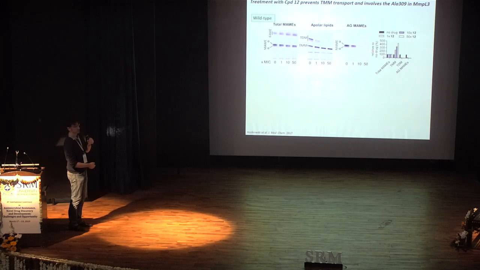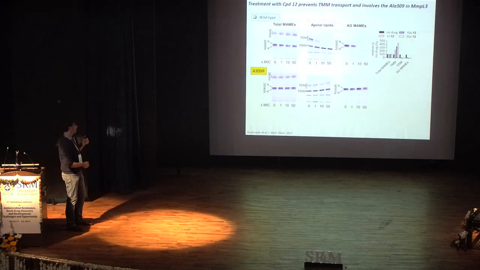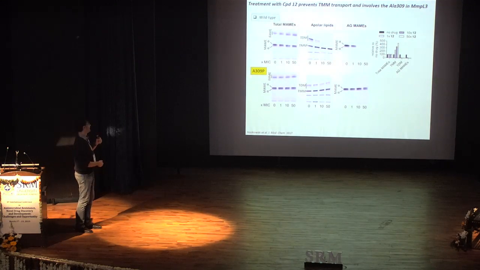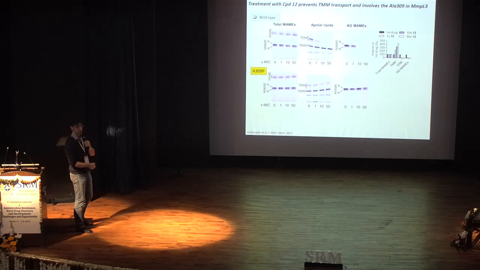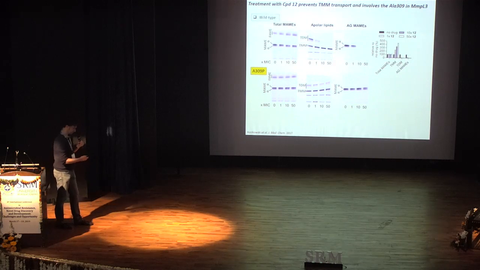Right, just some biochemical evidence showing then again there is a reduction in TDM production, accumulation of trehalose monomycolate, and dose-dependent inhibition of mycolyl arabinogalactan, as shown previously for PIPD1. And nothing like this happened in the presence of the resistant strain that contains the A309P allele in MMPL3.